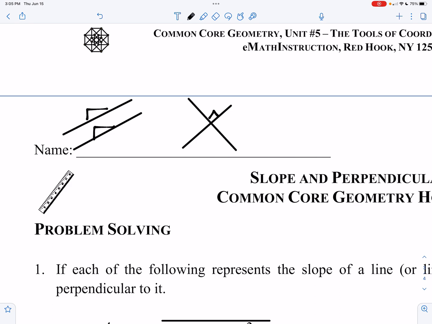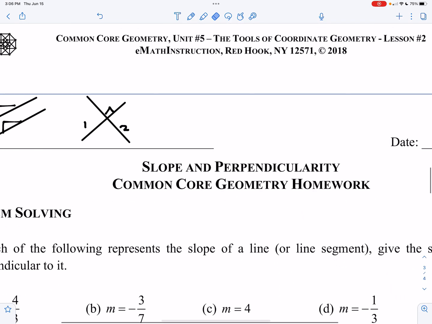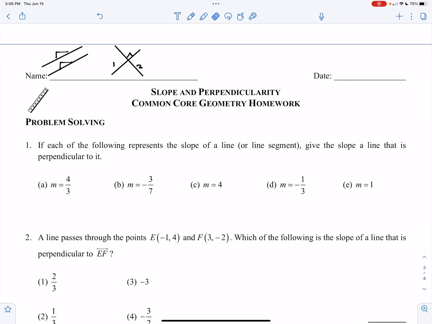So let's say I call this line 1 and then this line 2. The slope of line 1 has to be a negative reciprocal of the slope of line 2. Okay, so what does a negative reciprocal look like? Well, it means take the reciprocal and turn it from either positive to negative or negative to positive. Let's see how that plays out in number 1.